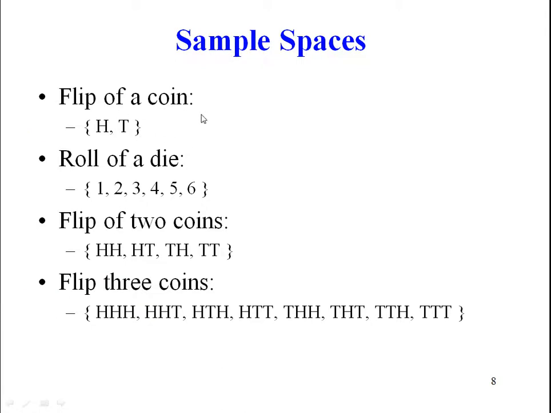You flip a coin, what's the sample space? Well, the sample space, flipping a coin once, is just heads and tails. You roll a die, the sample space is just 1, 2, 3, 4, 5, and 6. These are simple events, they can't be broken down any further, and they're equally likely.